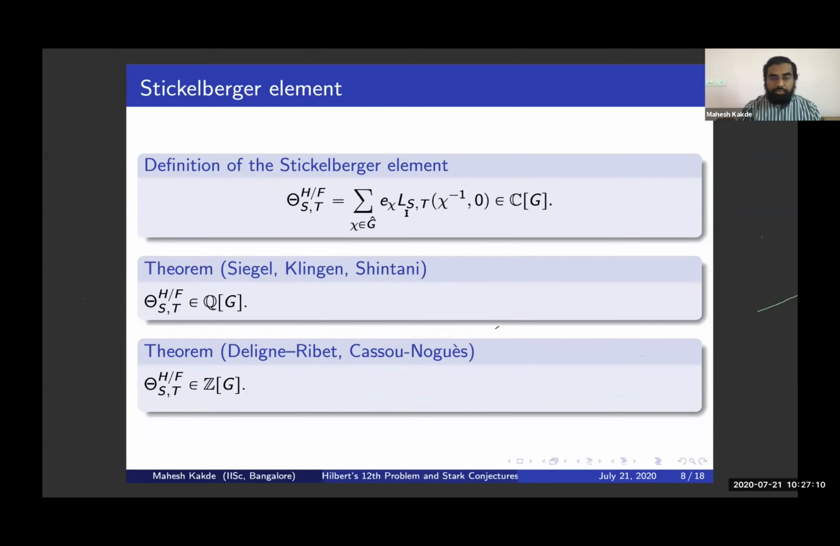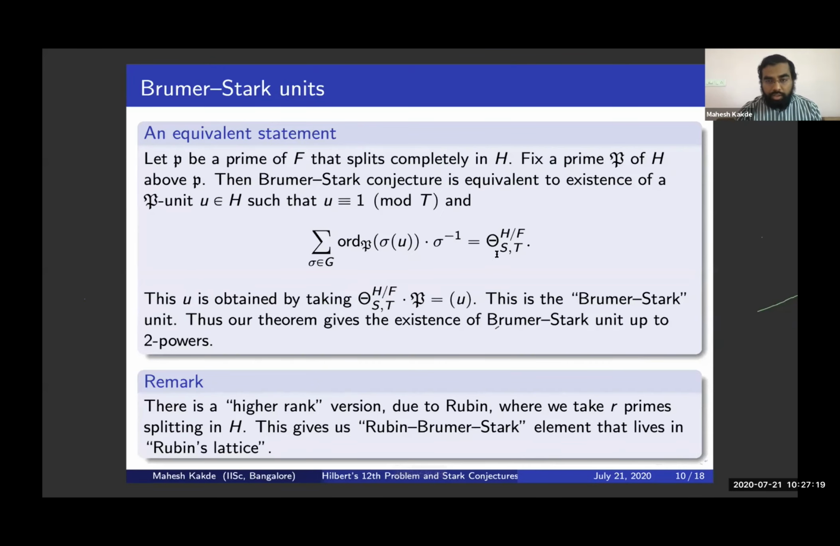Because this theta was defined in terms of L values. So to go from one to the other is slightly tricky because you have to use these partial zeta functions. But you can write partial zeta functions in terms of L functions and L functions in terms of partial zeta functions. So it's all the same. So how do we get this equivalence?